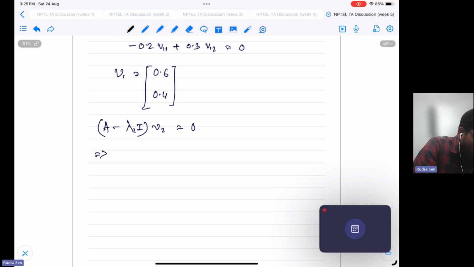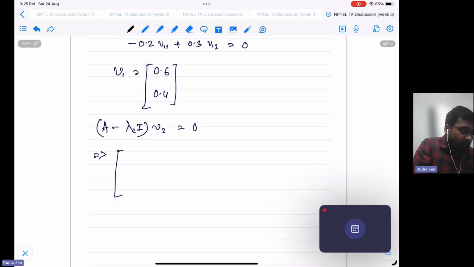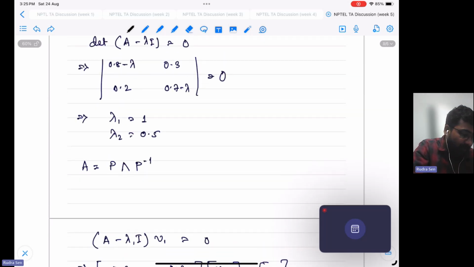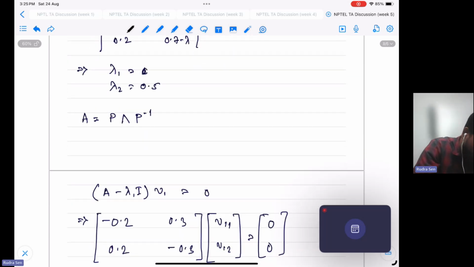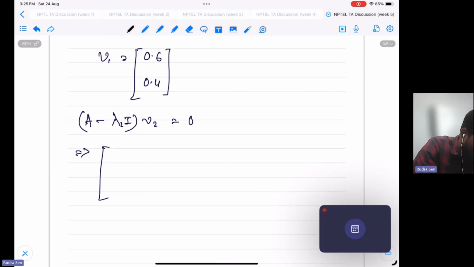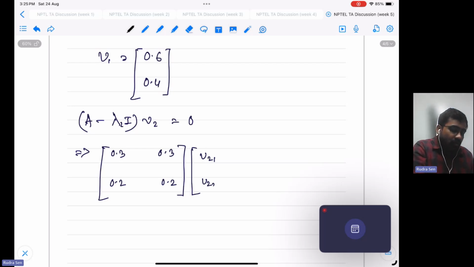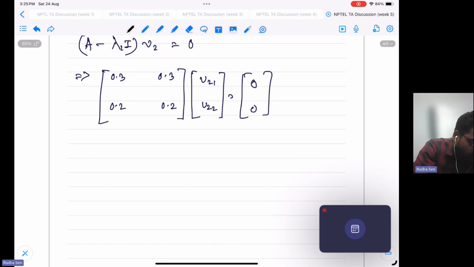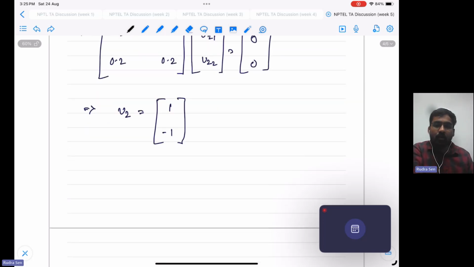So what you should do is, sorry, this is lambda 1, let's say. So what you will get is basically 0.3 and 0.2 times V21, V22, equals 0, 0. So you will get the vector V2 as 1, minus 1. So these are your two eigenvectors.